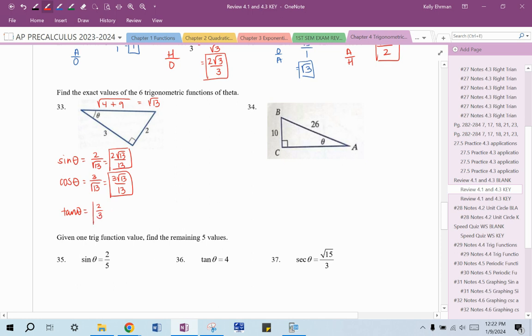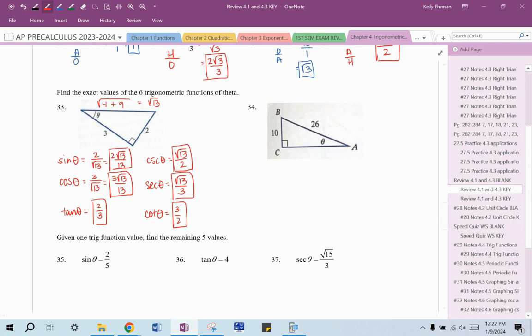I'm just using SOHCAHTOA, by the way, to figure these out. And then you need to know the reciprocals. So cosecant theta, if I take the reciprocal of this value, I get radical 13 over 2 without having to simplify anything. Secant of theta is radical 13 over 3. And cotangent theta is 3 over 2.